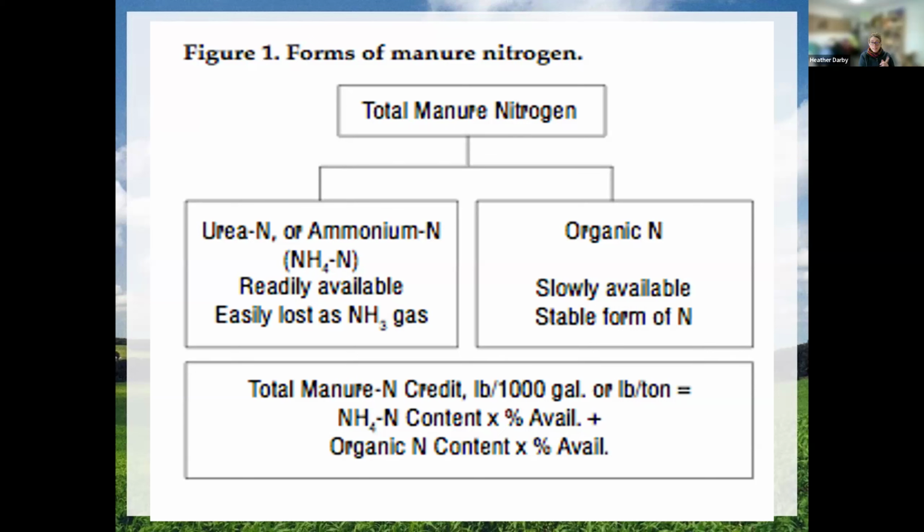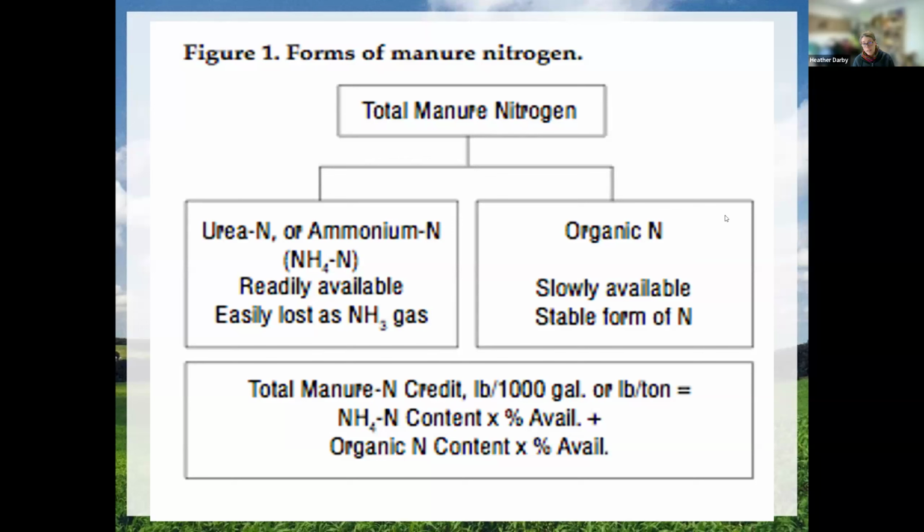This also is easily lost as ammonium gas, right? Volatilization. So this fraction of nitrogen in your manure, depending on how much is there, if you surface apply it, some amount of this will likely be lost to volatilization. So we're going to estimate that in your NMP, okay? If you incorporate it, you actually retain more of this.